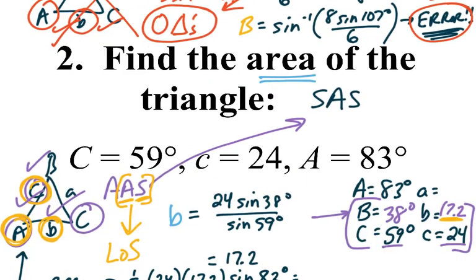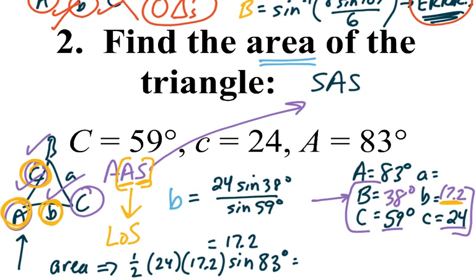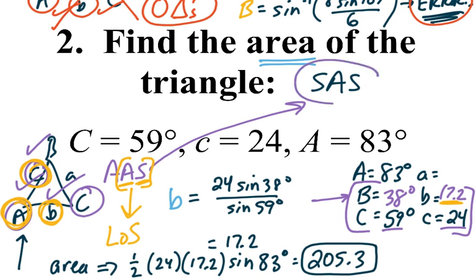This is review 4, number 2. This area should be about 205.3 if we use the nearest tenth. All right, so that's if you have an angle side, but you really need side angle side. So just use our law of sines to solve for whatever you need, and you'll be good to go.